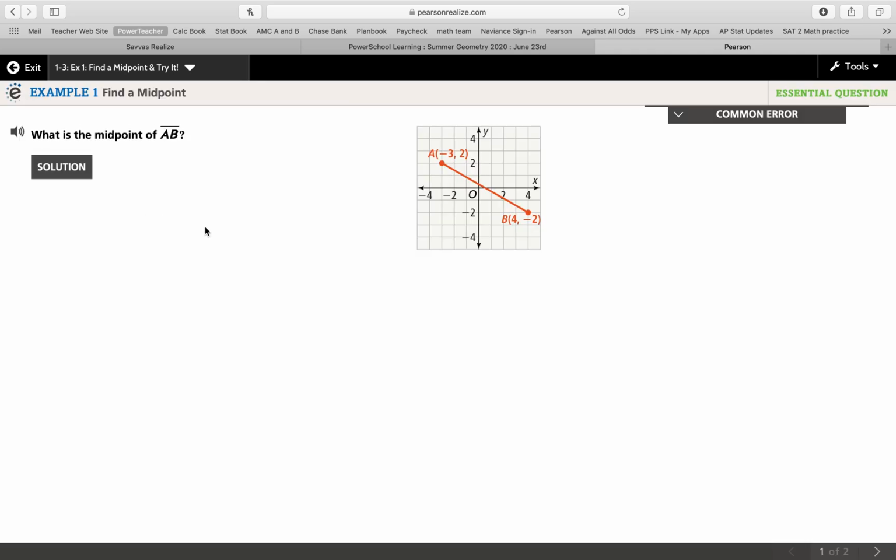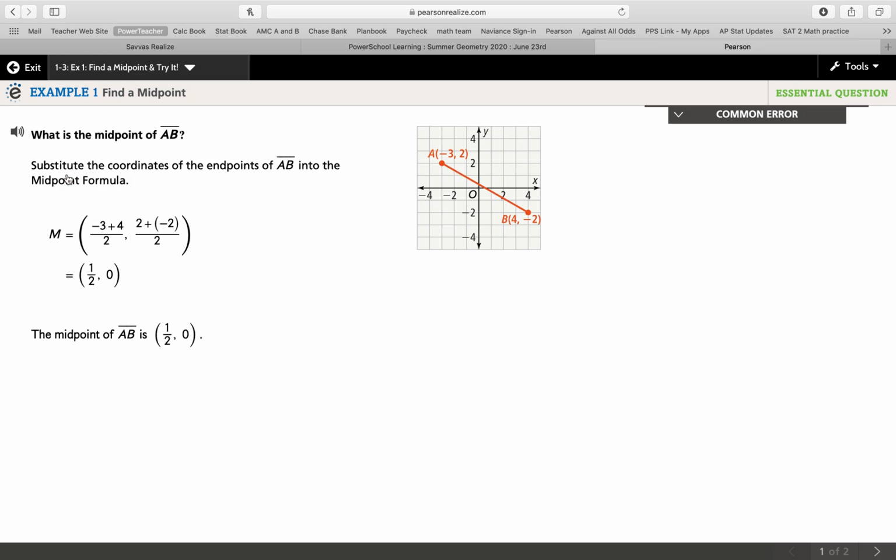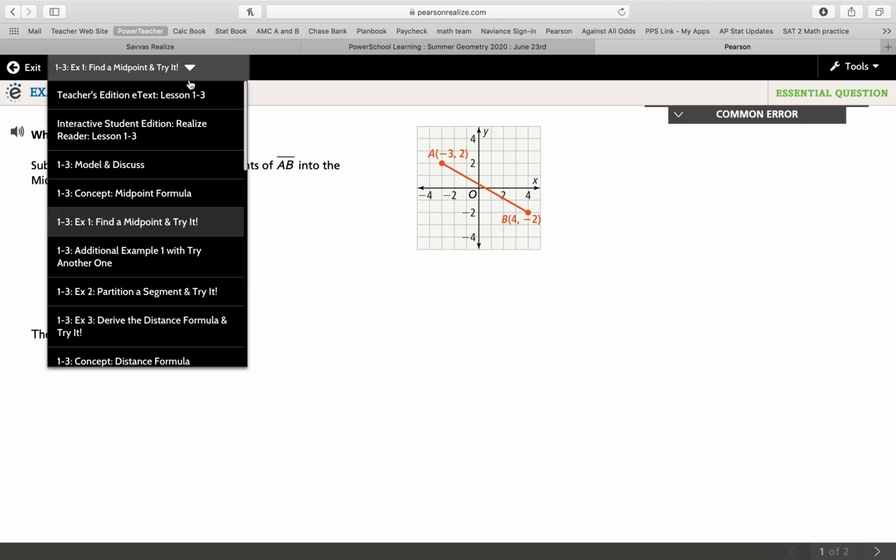Here's an example. It says find the midpoint of AB. So here's AB, and we'll find the midpoint between those two. Again, we want to find the average of the x values and the average of the y values. We take -3 plus 4, add them together, and divide by 2 to give us 1/2. We take 2 plus -2, add them together, and we get 0. So the midpoint of AB is the point (1/2, 0).